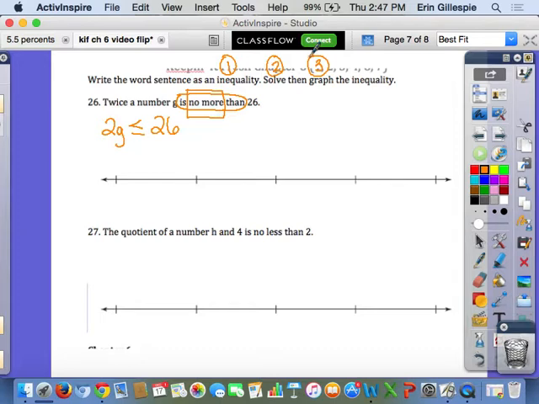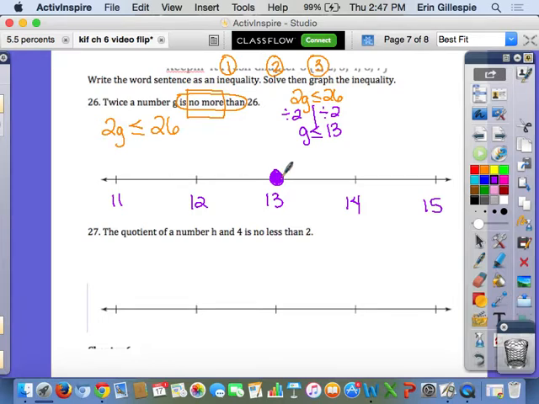To solve that, maybe let's write it over here so we got a little room to work with. I want to use opposite operations, so the opposite of multiplying by 2 would be to divide by 2. That's going to give me that g is less than or equal to 13. So remember step 1, number your number line. Decide what kind of dot you need. That's dependent on the sign you have here. So less than or equal to, when it has the line underneath, I know that's a closed dot to indicate that 13 is a part of the solution.